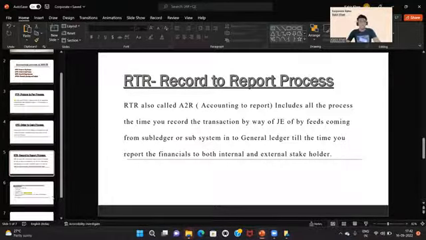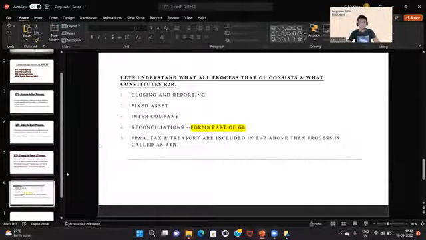So let's understand what comes under the record to report process as an overview. Let's understand what sub processes the GL consists of and what constitutes the R2R. I have seen most of the time people get confused about the general ledger process and the record to report process. But there is a difference between the general ledger process, GL process, and the record to report process.